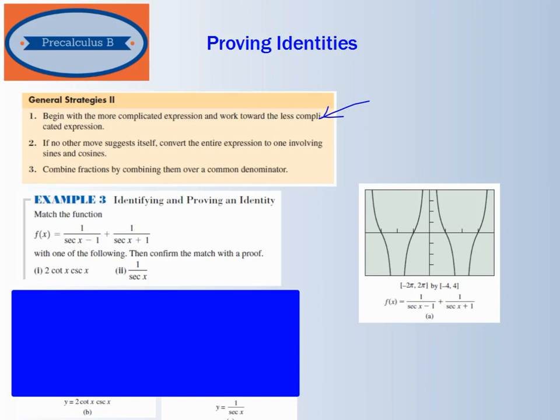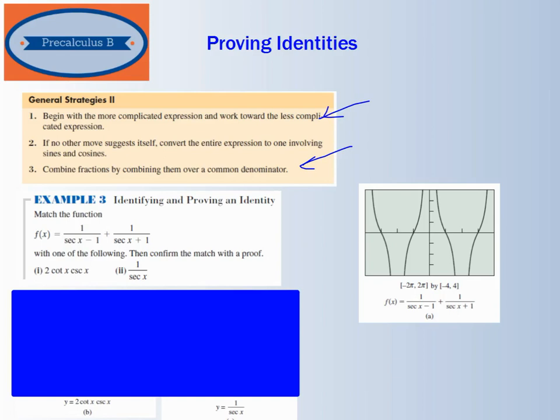It's a great strategy. Second, if we get to a point where no other move suggests itself, just convert everything into sines and cosines. It may open some doors that lead us to being able to maybe cancel something out, maybe see something that we didn't see in the previous state. The last thing we want to do is combine fractions over a common denominator. These strategies will help us when our proofs are a little bit trickier to come by.